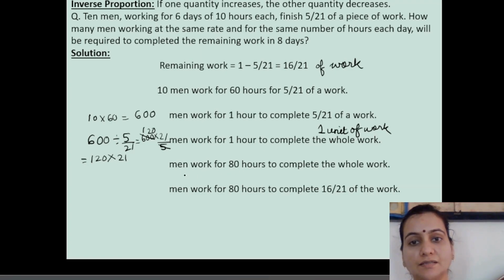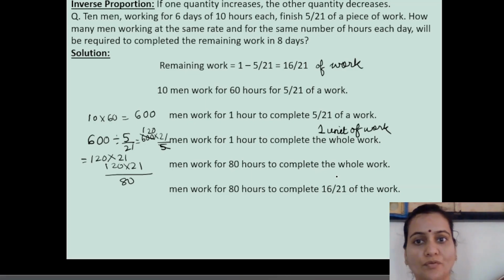Now we need to understand these many men are okay for this much. But if in 80 hours they have to complete that whole work, that 1 unit of work, then definitely fewer people will be required, right? Because the work will be spread over 80 hours, not 1 hour. So 120 into 21 divided by 80. Can you see how we are approaching the answer bit by bit? Now this is what will be required. These many men will be required to complete the entire work, that 1 unit of work, in 80 hours.